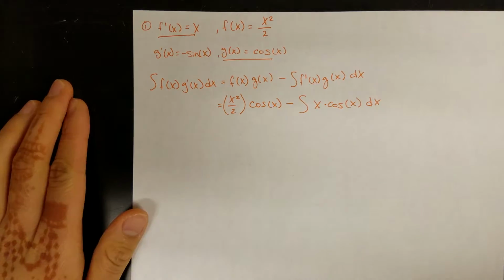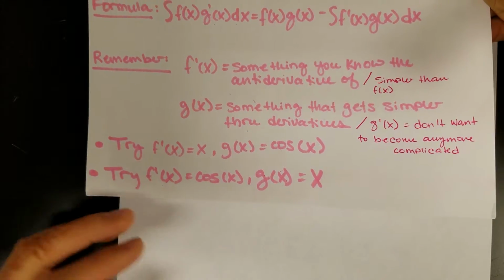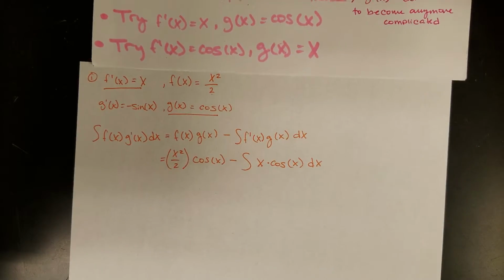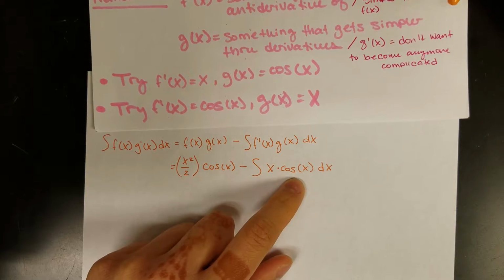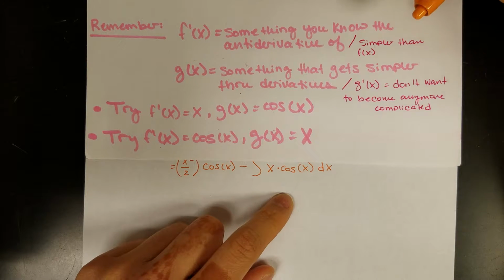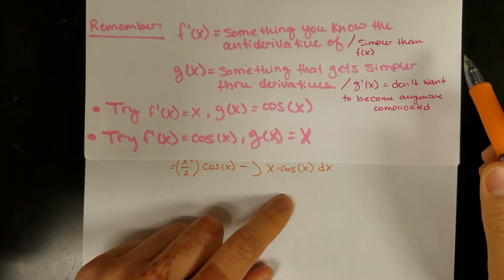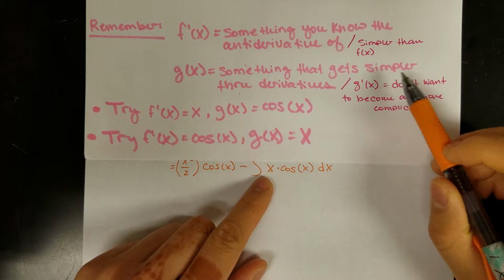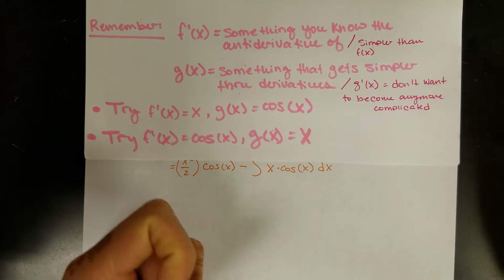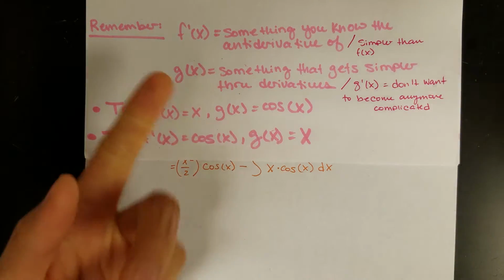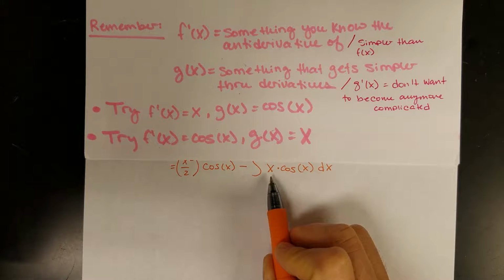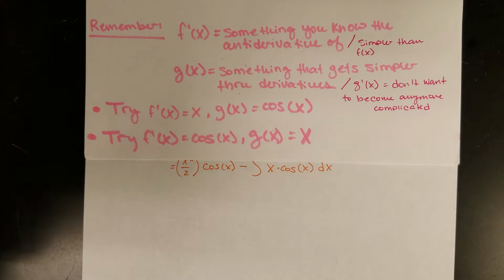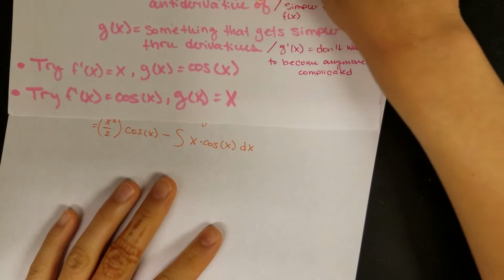So this is where we can use our little guidelines. If we take a look at what we've got, we have x and cosine of x. So we want to think about which one would end up having a simpler derivative or a simpler antiderivative. So if we look at x, let me grab another quick sticky note right here.